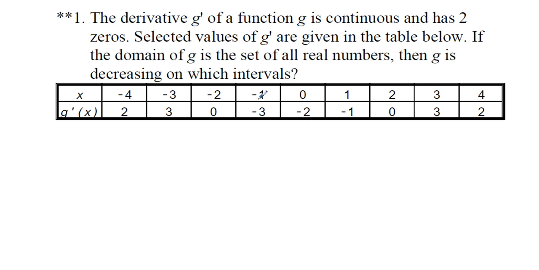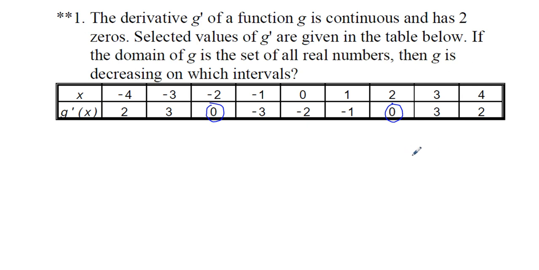And where do we see these 2 zeros? Well, we don't see them at all. We see the prime. No, we see g of x equals 2 zeros. So here they are, the 2 zeros, this one and this one on g prime, because we can see them. If the domain of g is the set of all real numbers, which lends to continuity, right? Then g is decreasing on which intervals?